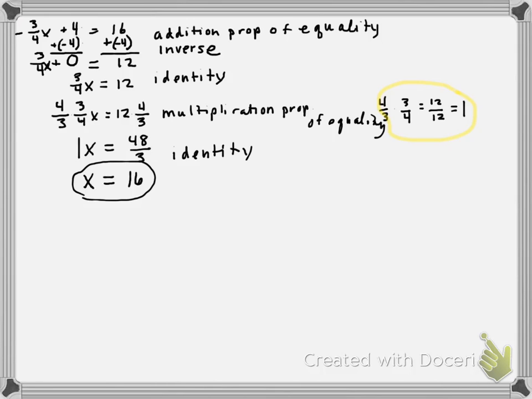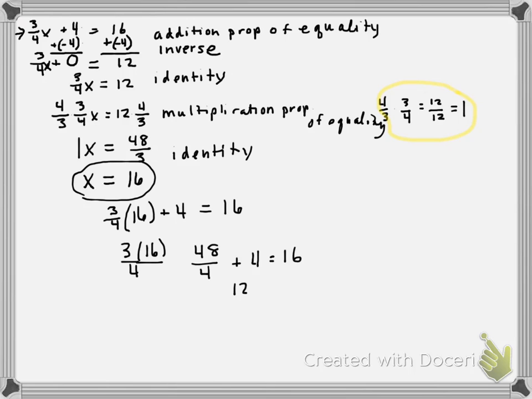We want to go back and check that here. So 3/4 times 16 plus 4 equals 16. So 3/4 of 16, 3 times 16, that, let's see, 3 times 16 is 48 over 4, plus 4, 12 plus 4, 16. Okay, so that checks.